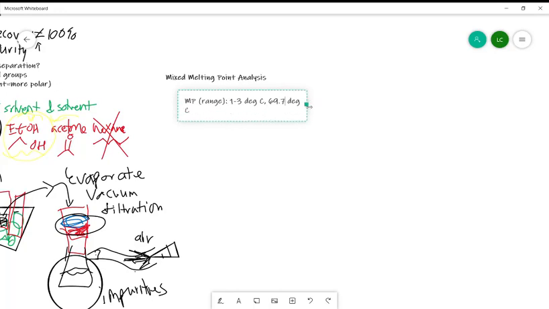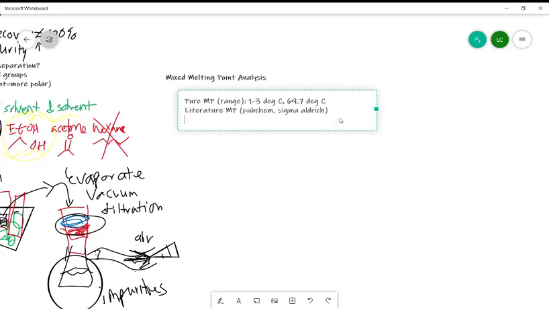This is just an arbitrary value. When you mix, so this is for your pure. So when you mix, you can also find literature melting points, PubChem, Sigma-Aldrich, whatever, online. You should also take note of the literature workshop, because that material can also be on the exam potentially. So you should know how to do literature searches.